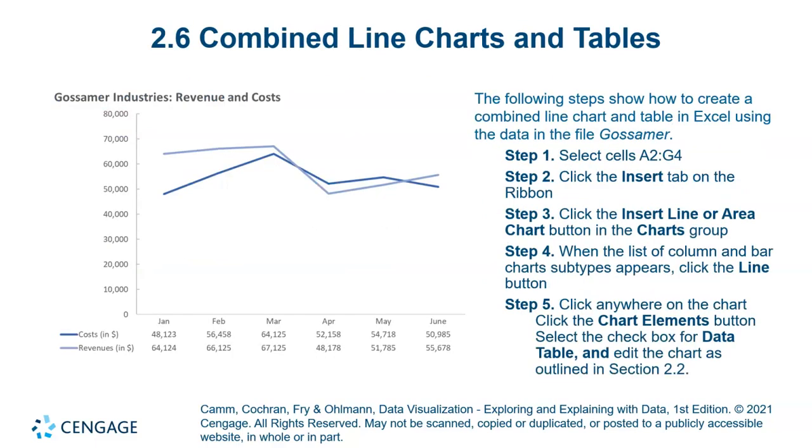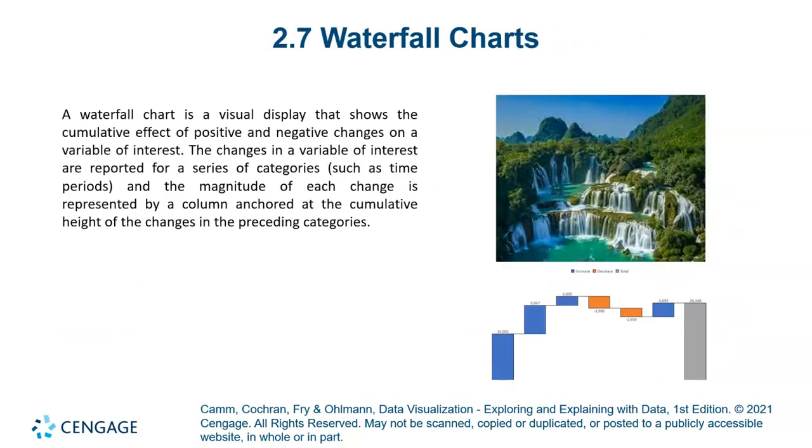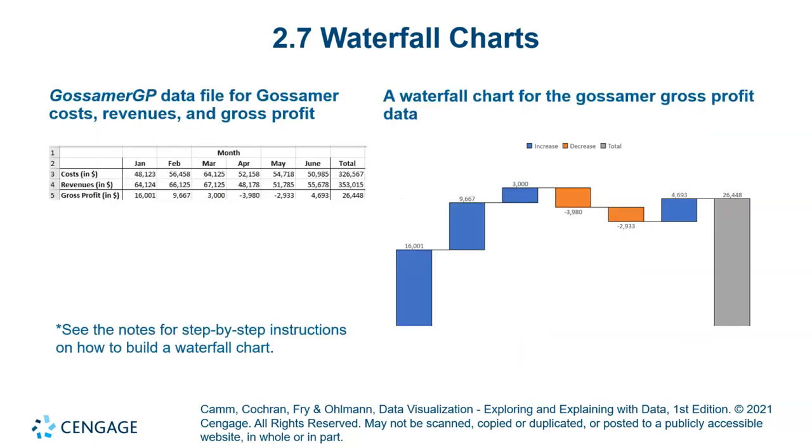Combined line charts and tables. These are the steps if you want to have combined line charts and tables. Waterfall is a very interesting one, and it shows how the cumulative effect of positive and negative changes is displayed. For example, the blue color tells you the increase, and the orange color tells you about the decrease in the sales or data or profit or whatever the quantity you want. And the gray one shows you the total. So here are some examples. You can look at that one.